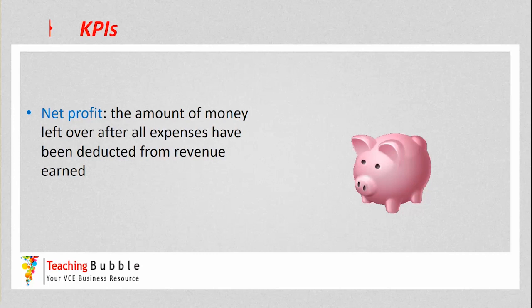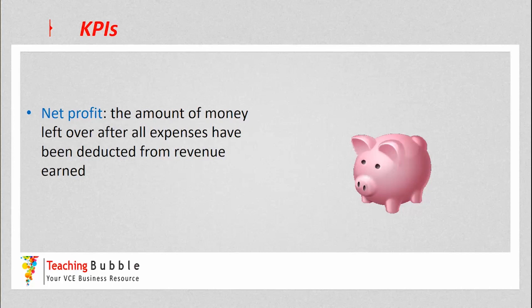The next KPI we have is net profit. Net profit is found on the last line of an income statement, and as a result, you'll often hear it called the bottom line. Net profit represents how much money a business actually has after all the expenses, including taxes, have been paid and deducted from the revenue that's been earned by the business.